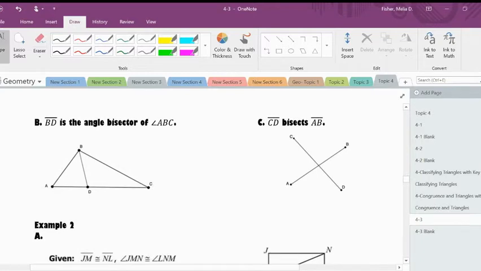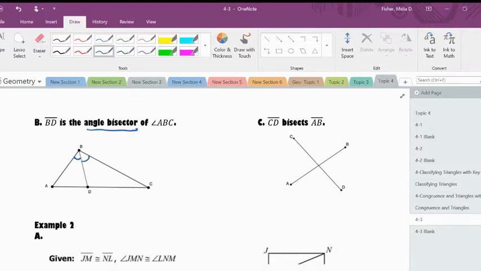What about if it tells me that BD is the angle bisector of angle ABC? Well, an angle bisector tells us that we're cutting the angle in half, and that means that this piece is congruent to this piece. And we would want to mark that on our diagram to help us know what we're looking at.